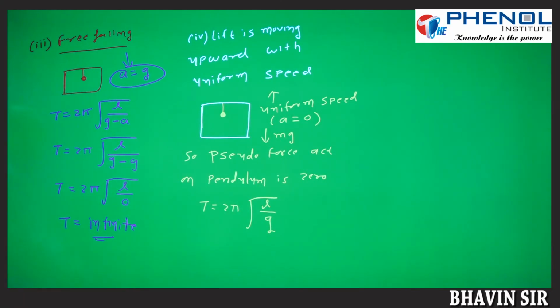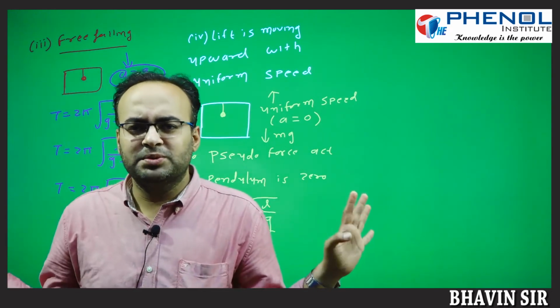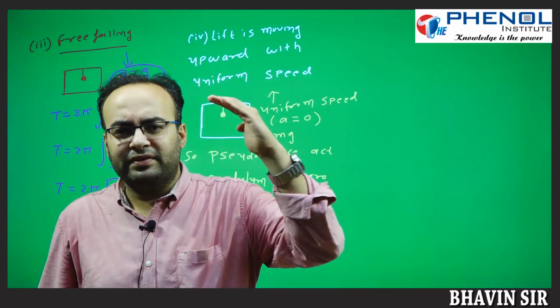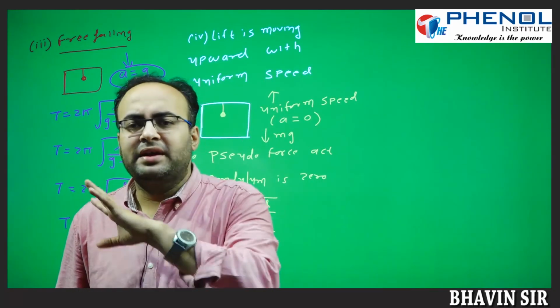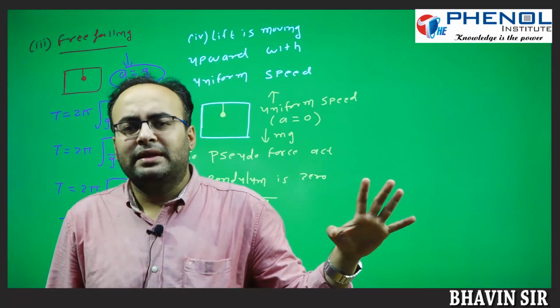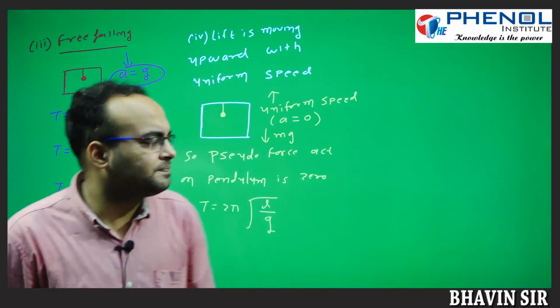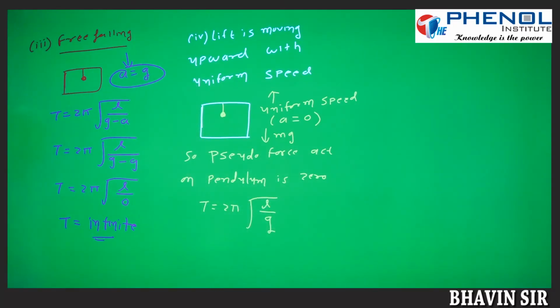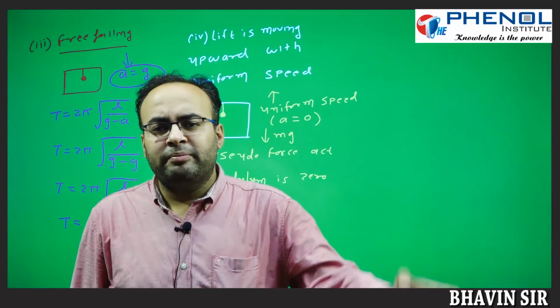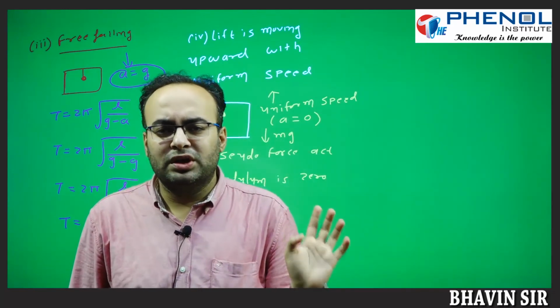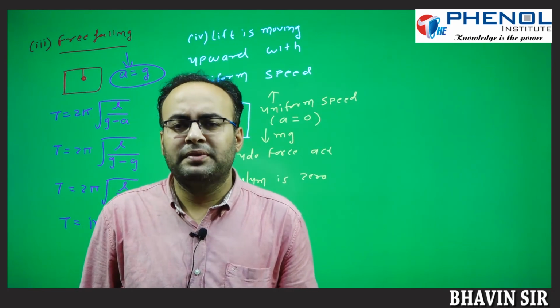Same if the lift is moving downward with uniform speed, then again acceleration 0. Then whether the lift is upward or downward, students, the time period remains the same. For uniform speed, acceleration is 0, and if acceleration is 0, then no pseudo force is acting. The time period is the same, 2 pi root L by g, whether the lift is moving upward or downward. Chalo, in the next lecture we discuss pendulum in a trolley, pendulum in a car moving on a circular road, pendulum in an electric field, and compound pendulum.